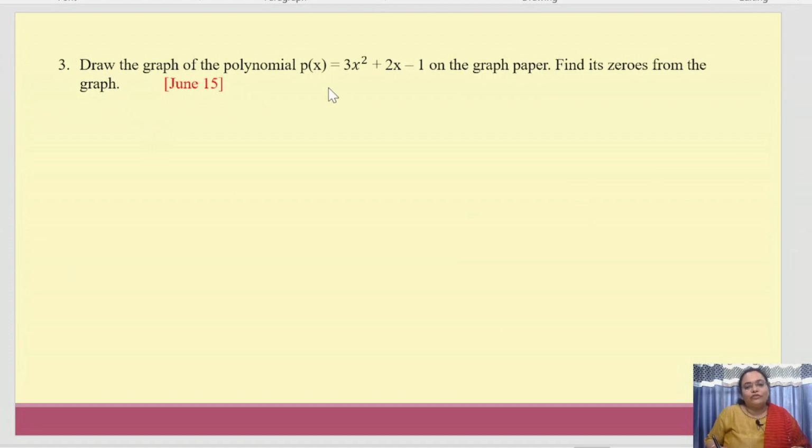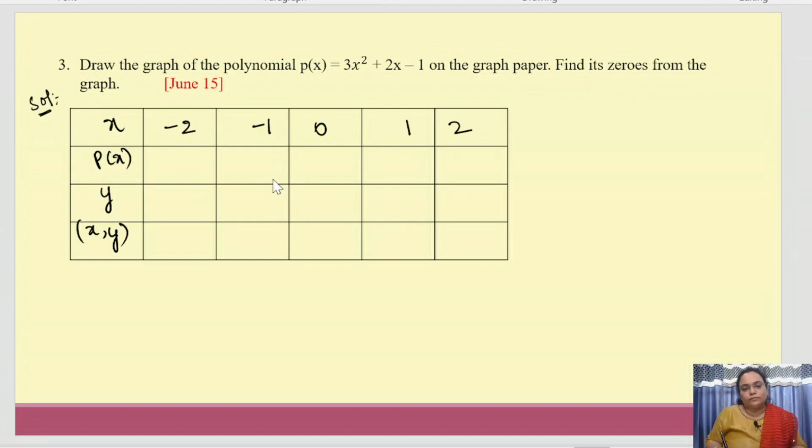Draw the graph of the polynomial on the graph paper. Find its zeros from the graph. So see here, we'll first take 5 points and draw the graph. While plotting the graph, if we want more points, we will extend the points. Okay. So first we will substitute x is equals to minus 2 in P of x and see what we get.